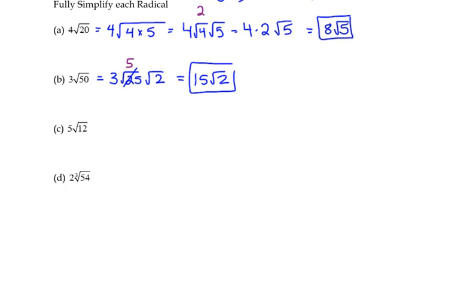Yeah. Okay, so root 12. Is there a perfect square factor that goes into 12? Looking at 9, does 9 go into 12? No. Does 4? Yeah, 4 times 3. So we're going to write this as 5 times root 4 times root 3. What's the square root of 4? 2. 5 times 2 is 10 root 3.